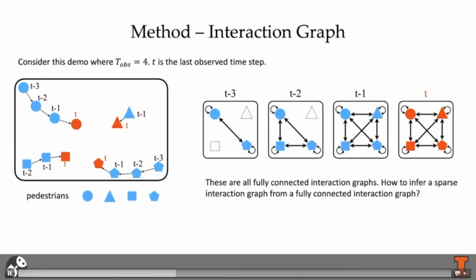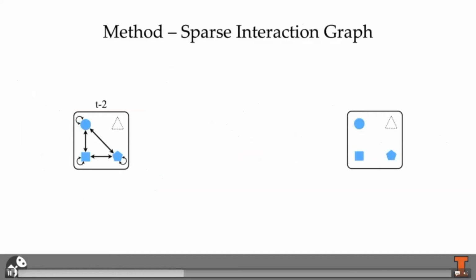We want to model sparse connection instead of full connection. How to infer a sparse interaction graph from a fully connected interaction graph? We take the t-2 case as an example. We first build a graph with the same nodes as the fully connected interaction graph, but there are no edges. Next, we select a pedestrian as a target, for example, the circle. We create a feature vector for this target and each neighbor node, including itself. A feature vector is composed of the target node feature, the neighbor node feature, and the feature of the edge from the target to the neighbor.